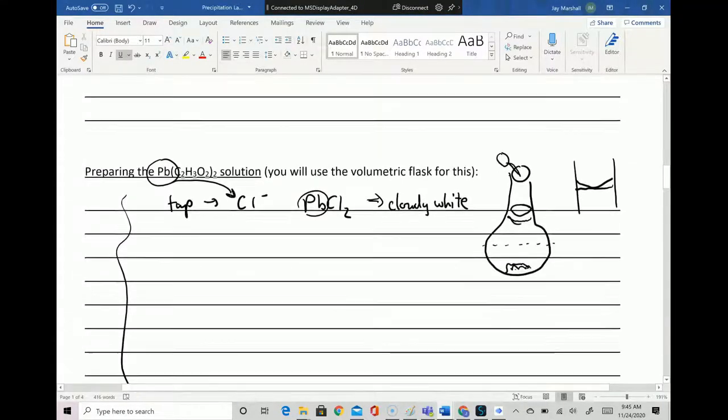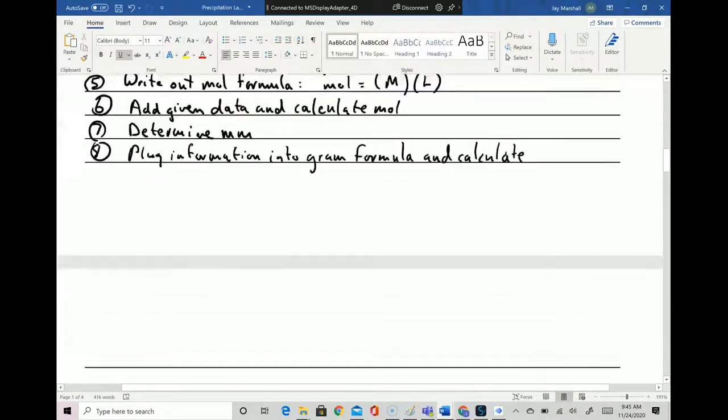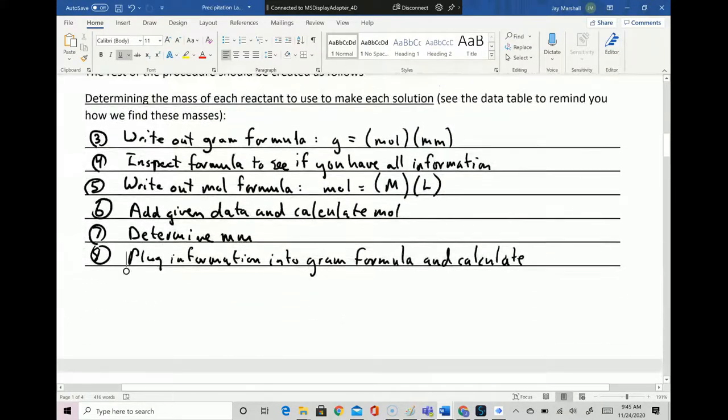Oh, actually, I forgot. There's some more spaces down there, isn't there? Okay. So, do we agree, or is there anything else that you think needs to go into this part of the procedure to describe to someone how to find the number of grams when you're going to do an experiment like this?